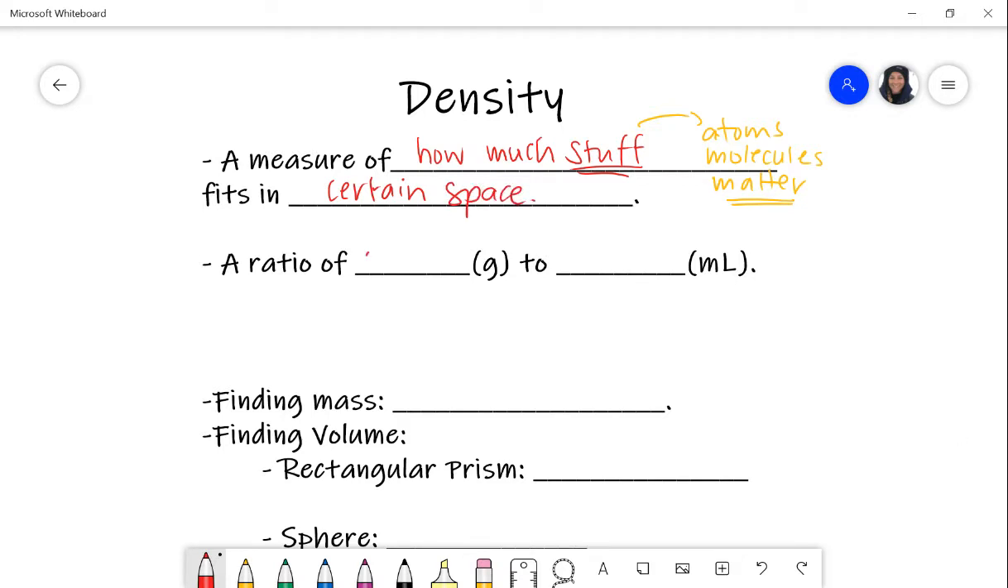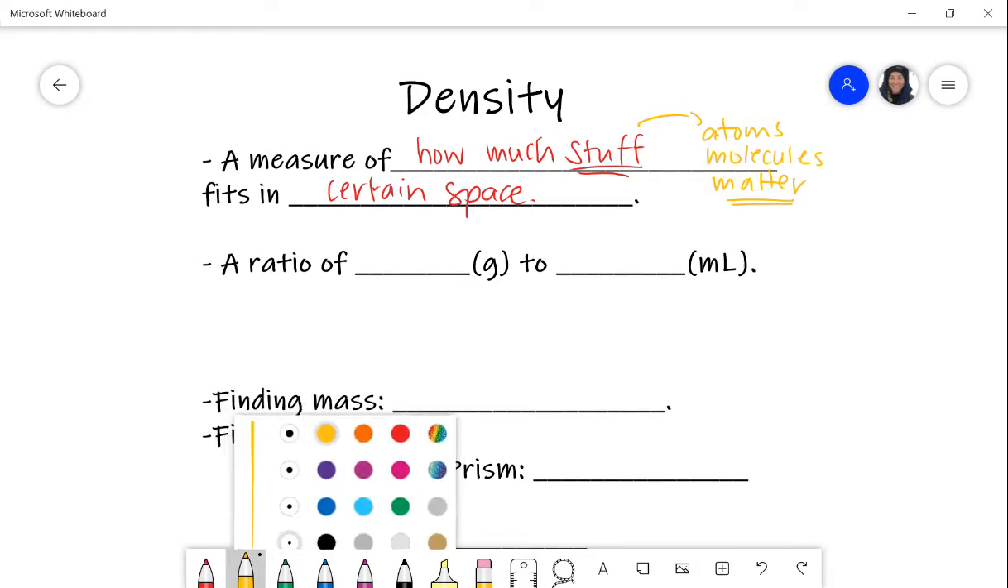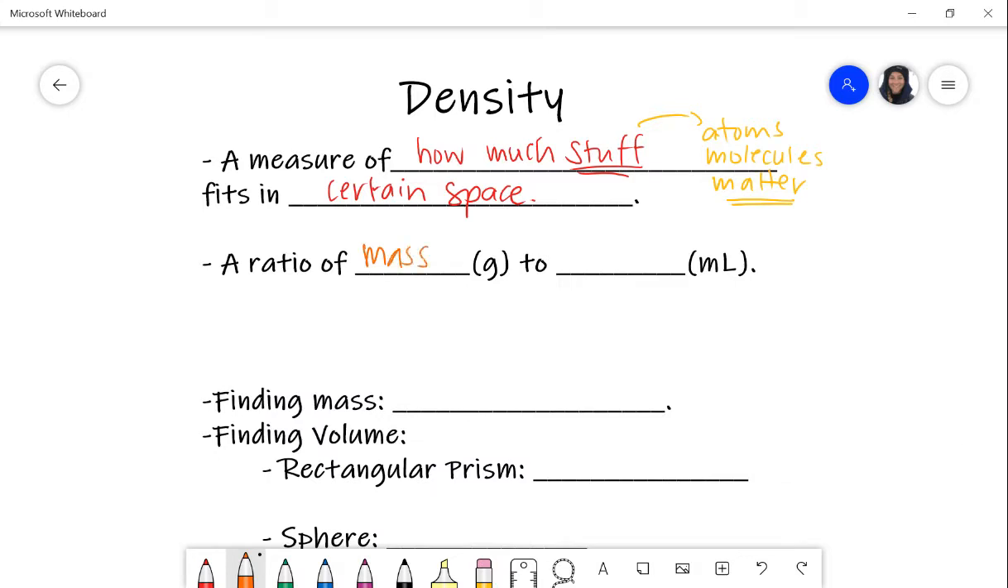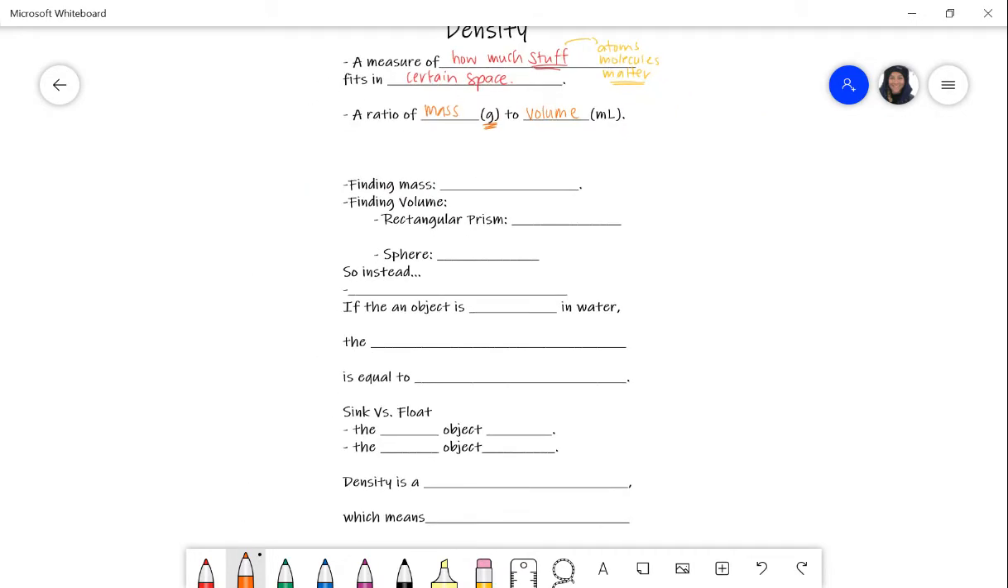So it's a ratio of mass to volume, and you guys, we've learned unit rates together in class, but that's kind of what density is. It's a unit rate of the mass and volume. And in science, mass is measured in grams, and volume is measured in milliliters, just like you see there.